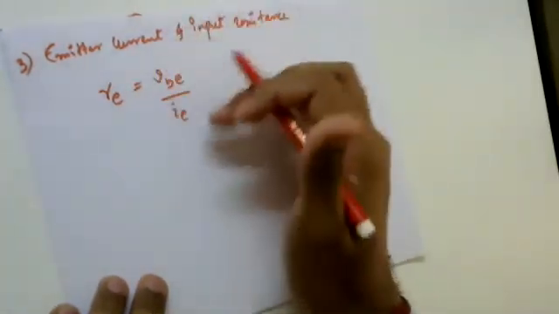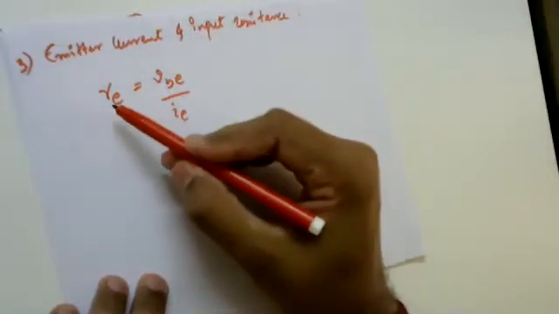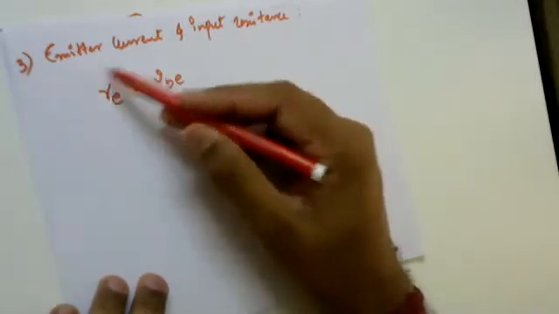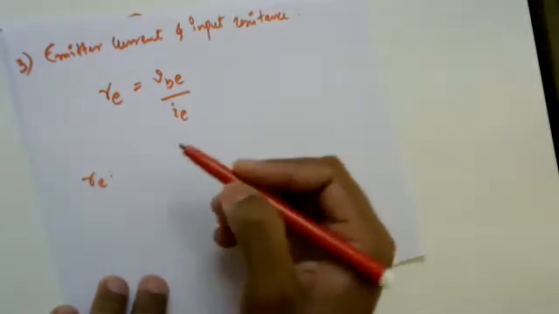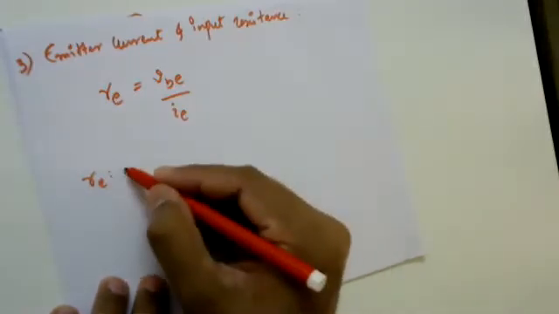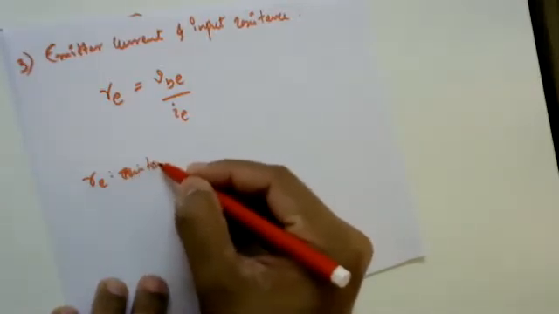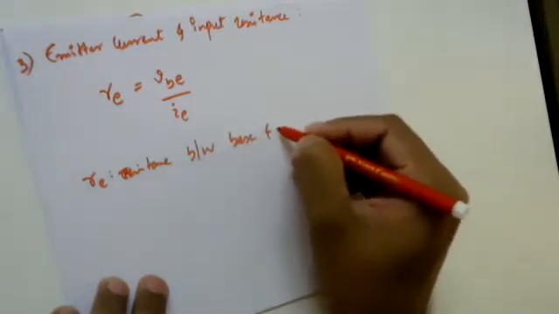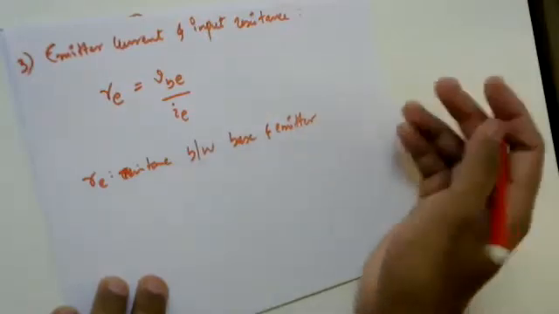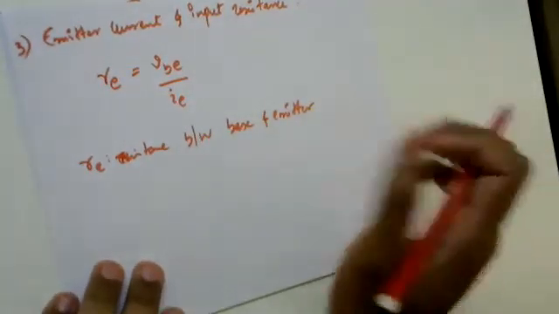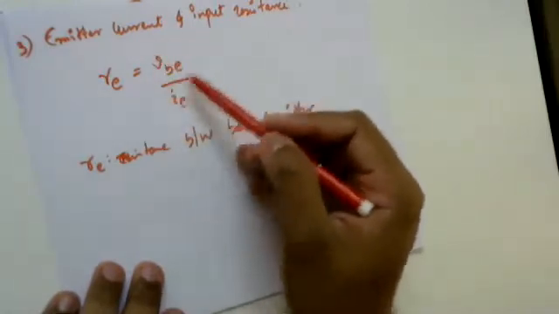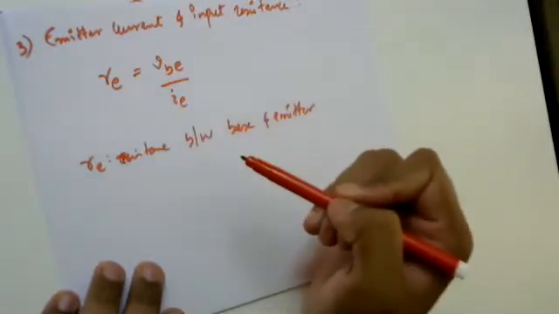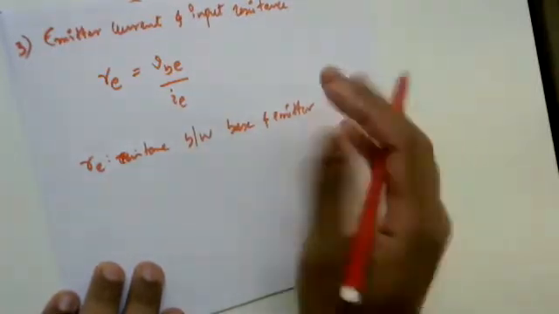Again, this is simple Ohm's law. If you see this equation, it's a resistance defined as V by I, or V equals IR. So this Re is the resistance seen between base and emitter. Then what is VBE? It's the AC potential between base and emitter. What is IE? It's the AC current flowing through the emitter terminal.